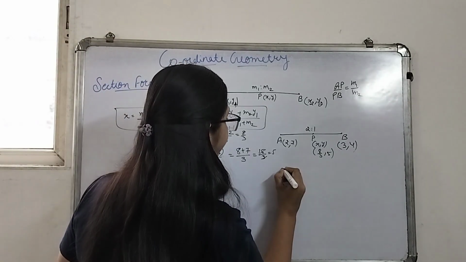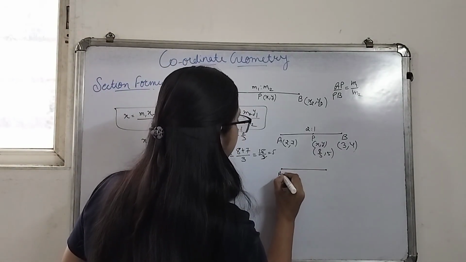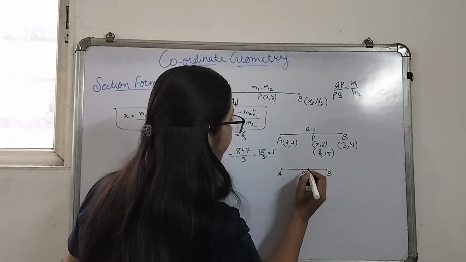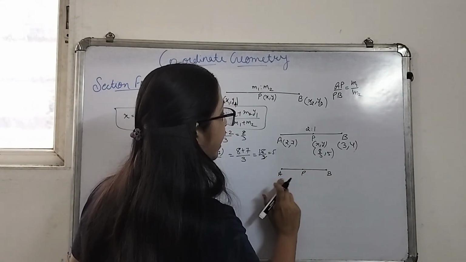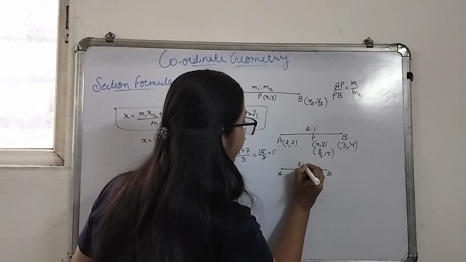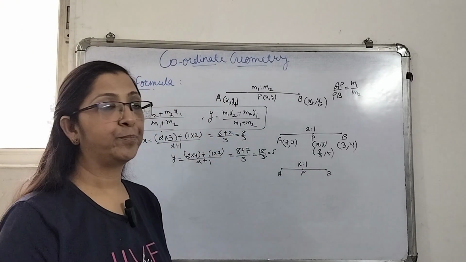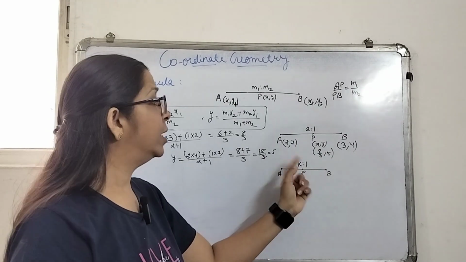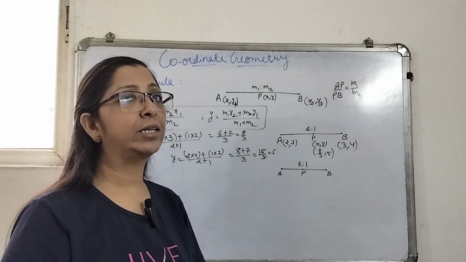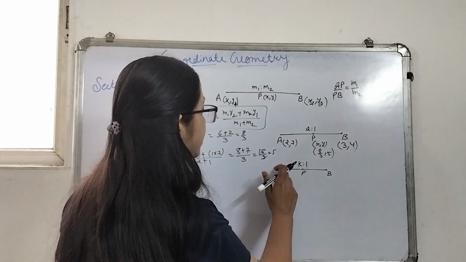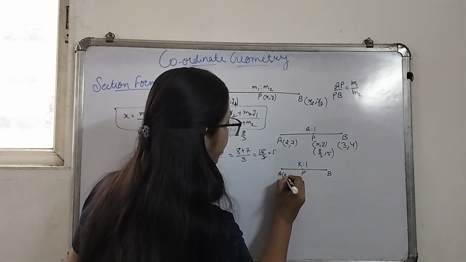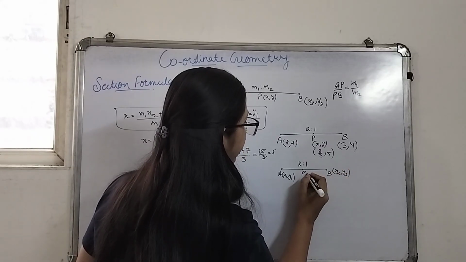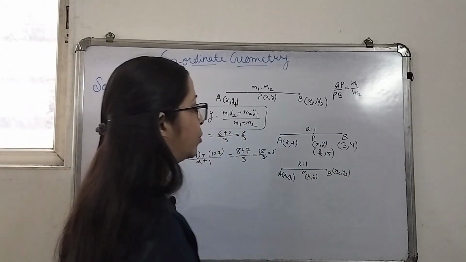If these are the points A and B, and there is any point P which is dividing this line segment AB, we will assume the ratio to be k is to 1 instead of m1 is to m2, because it is always better to take one variable instead of two variables. Suppose the coordinates of point A are x1, y1, B is x2, y2, and the coordinates of P are x, y.